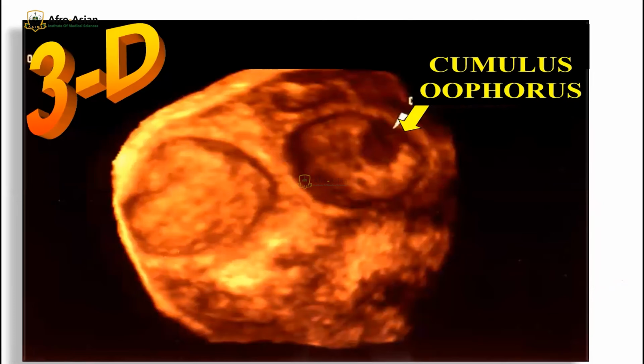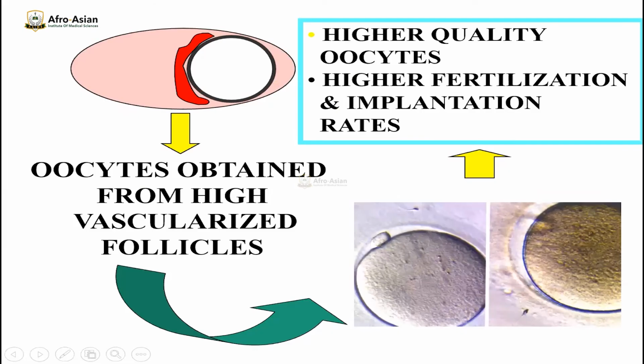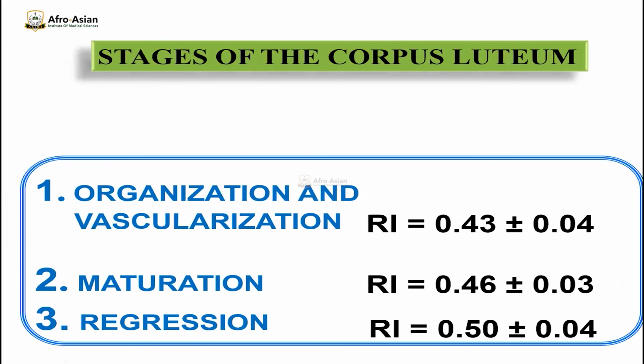This is the cumulus oophorus, and you can see the follicles here in 3D. With higher quality oocytes, there will be higher fertilization and implantation rates if there is more flow. So oocytes obtained from highly vascularized follicles, these are the follicles. So we will choose the highly vascularized follicle from the available set of follicles, depending on the perifollicular vascularity.